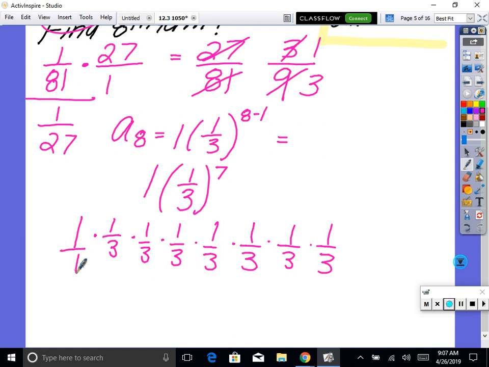Straight across. What are all the 1s times by 1? 1. Then we have 3 times 3 times 3 times 3 times 3 times 3 times 3. That you could type into your calculator, which is 3 to the 7th power. See, it's 3 to the 7th power.